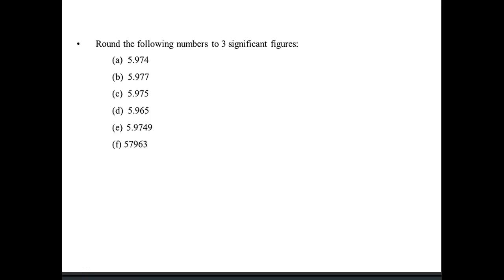Okay, so next we're going to do a little bit of rounding just to make sure everybody knows how to do this, because there are some misconceptions on rounding, even though it's something you've been doing for a long time now. So we'll start with the first one, 5.974. We're going to round each of these numbers to 3 sig figs. That means we're rounding to that 7. That's going to be 5.97.